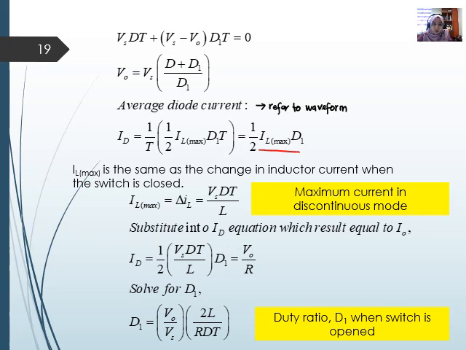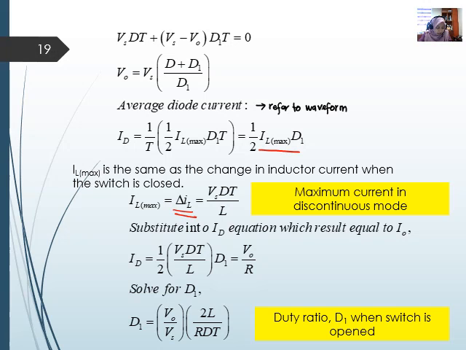In order to find what is inside D1, you can always refer back to our waveform just now. So your IL max will be equal to delta IL. Why is that? Because your IL min equals zero. So for the delta IL, you have two possibilities: either you take the delta IL equation when the switch is on, or you take the delta IL equation when your switch is off. Either way, you can get the same result, right?